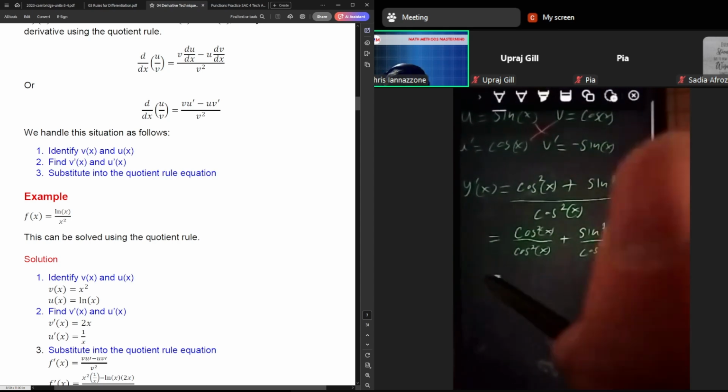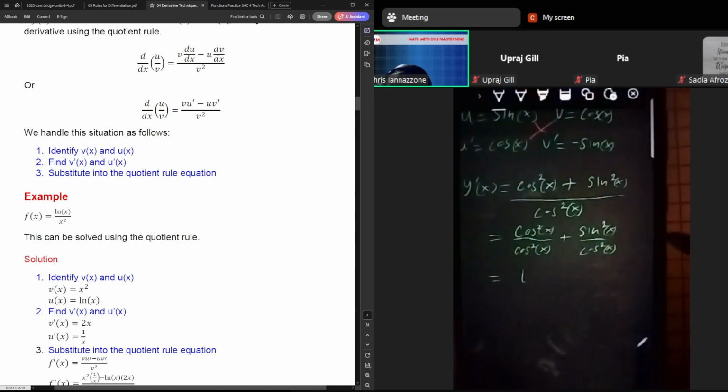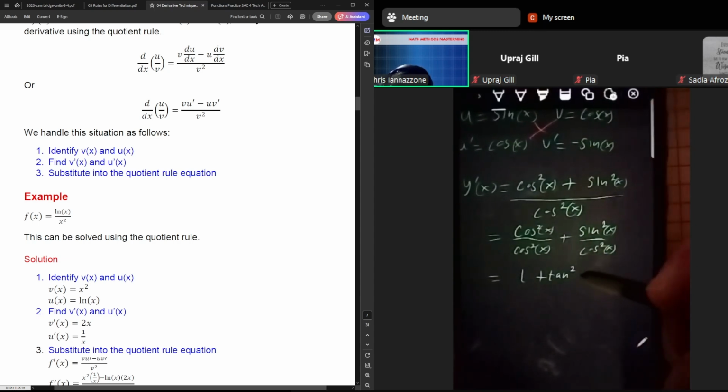This one, yeah, that's just going to be 1. This one, I mean, sine over cos is just tan. How do we make it look like it? Because when both of these are squared, you can take it all out, like all squared, and then it's just tan squared. 1 plus tan squared x.